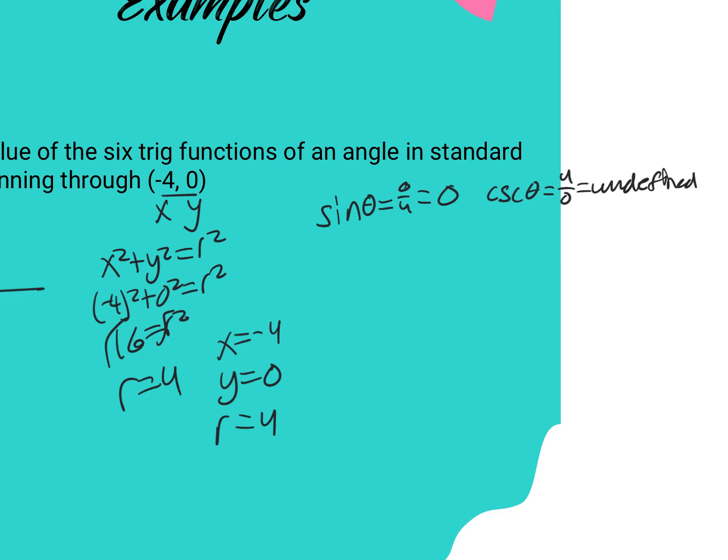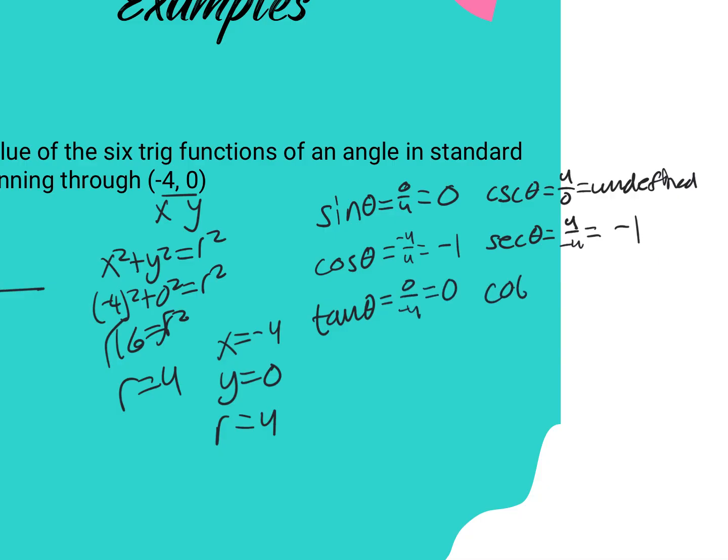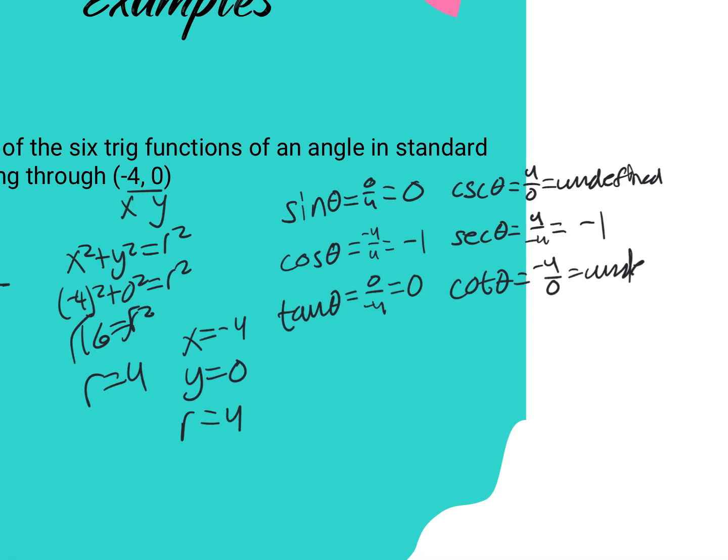All right, now let's do cosine. Cosine I know is x over r, so negative 4/4, which is negative 1. And that would mean secant is going to be the reciprocal, so 4/-4, which is also negative 1. All right, now we do tangent. It's y over x, right? So 0/-4, which is 0. And then when you do cotangent, you're just going to flip it, so negative 4/0, which is undefined again.